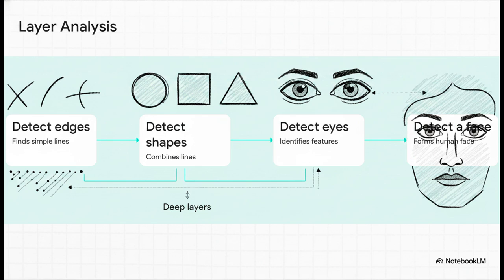The next finds specific features, like eyes. And the final layers combine it all to detect a complete human face. This deep, progressive layering is exactly why we call it deep learning.